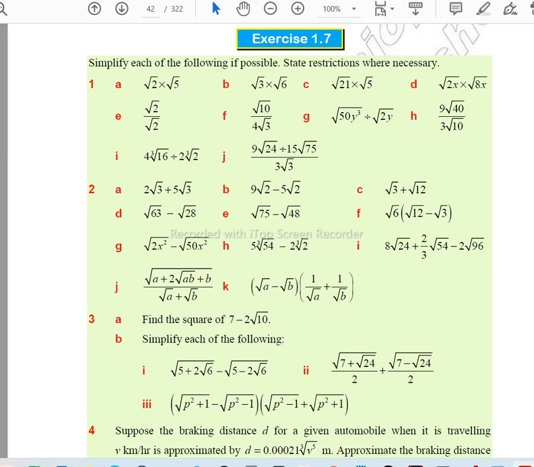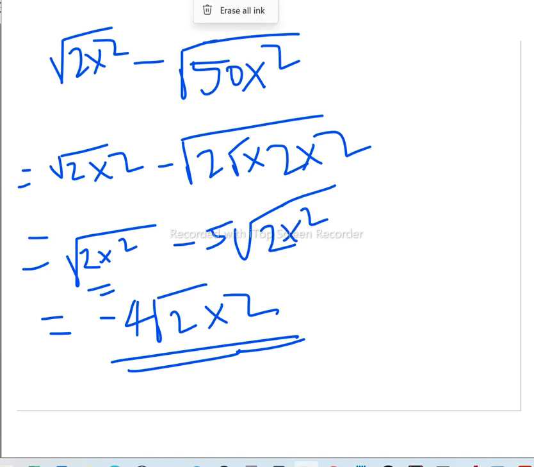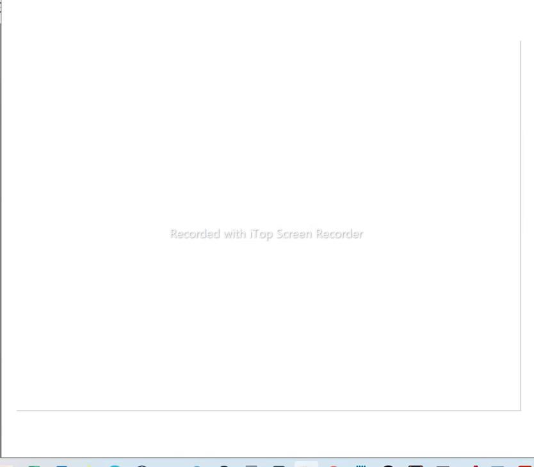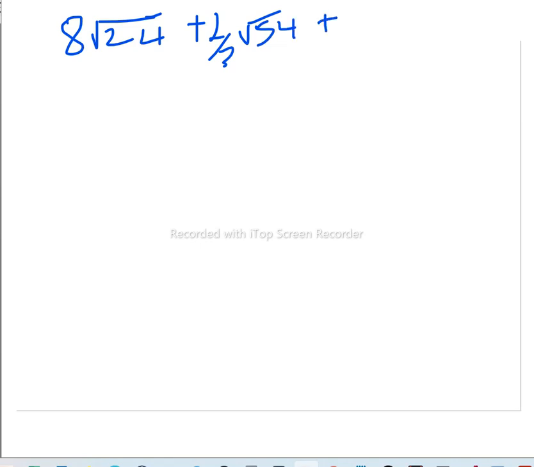The question says that 8 square root of 24 plus 2 over 3 square root of 54 minus 2 square root of 96. We have to bring this to have the same radicand.